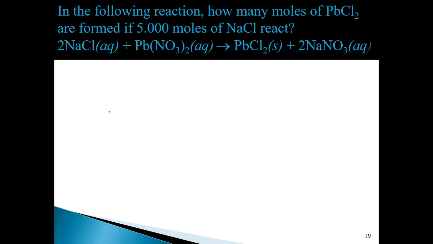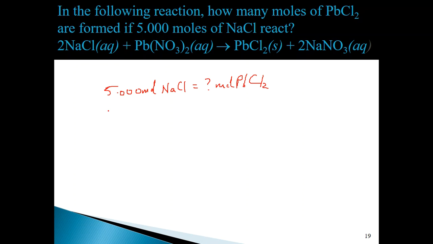In this case, they gave you the balanced equation, which is not necessarily going to be the case, right? You could be given an equation where you're asked to balance it. In this case, we don't have to worry about that. They gave us the balanced equation, and the question is asking for the moles of lead 2 chloride if 5.000 moles of NaCl react. This is the number of moles of sodium chloride that we calculated earlier, and the question is asking for the moles of lead 2 chloride.